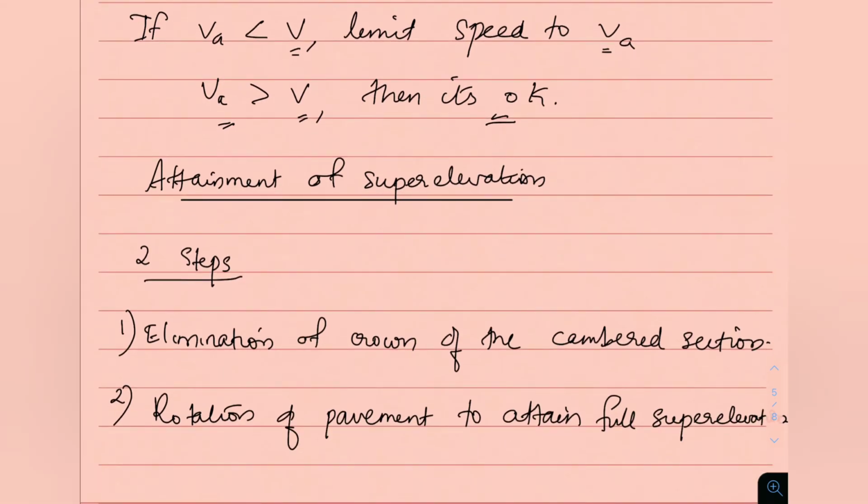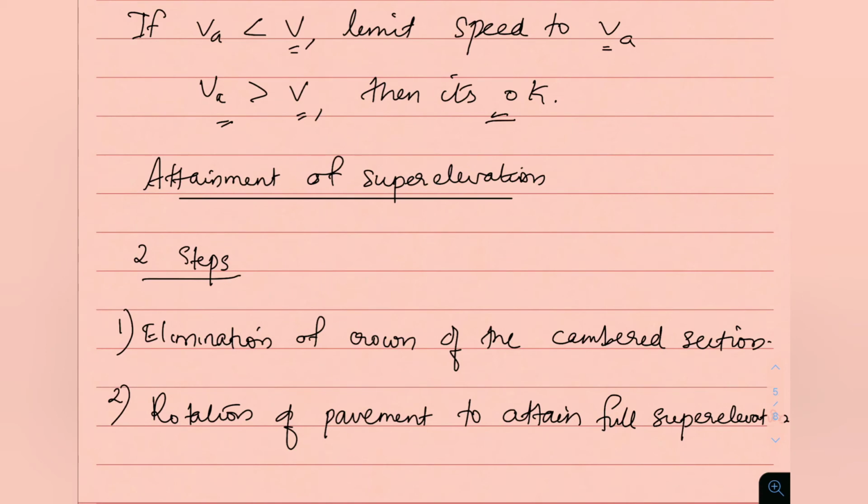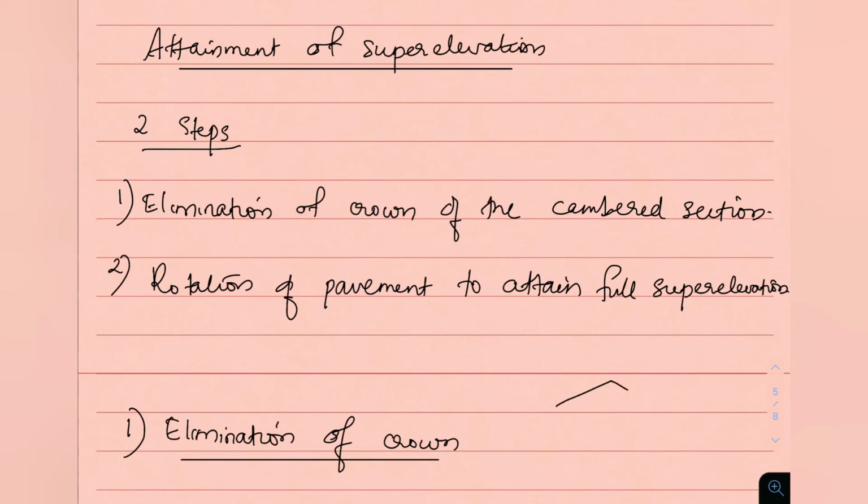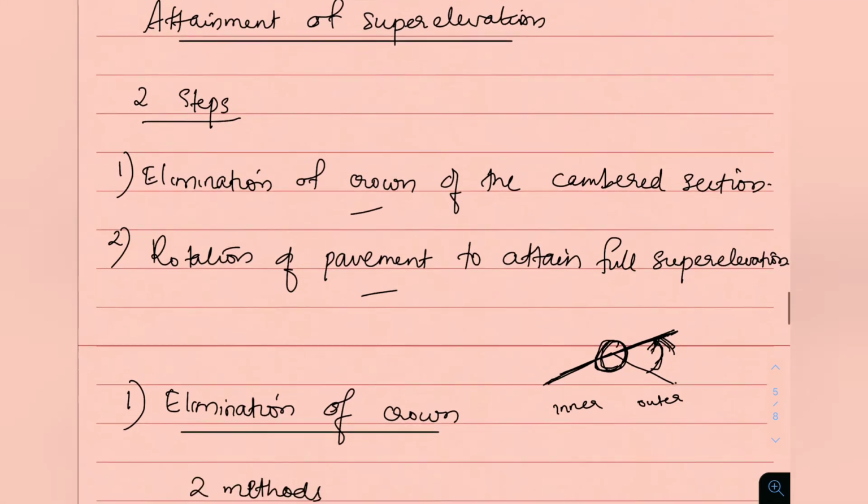Now, attainment of super elevation. We can attain the super elevation by two simple steps. See here, this is how the pavement surface will be. We first have to remove this crown portion. This portion is called the crown portion. We remove it and then rotate the outer portion, if this is the inner portion and this is the outer portion, to come here so that we get a uniform super elevation. These are the two steps: elimination of crown and rotation of pavement to attain full super elevation. First we will discuss elimination of crown.